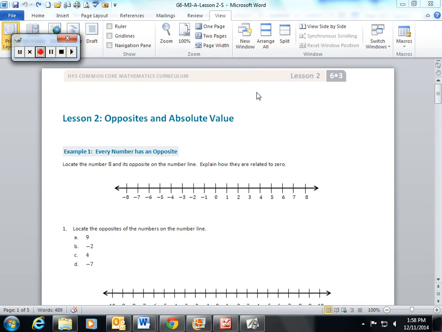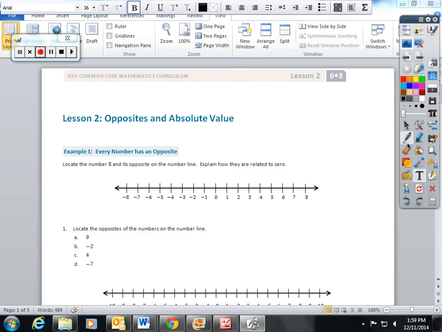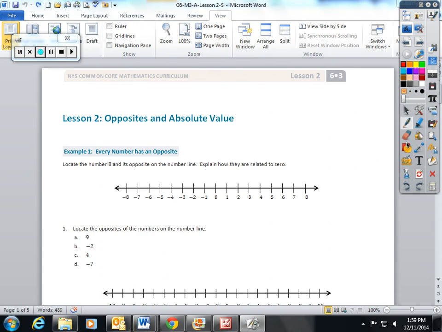Today in class, you are going to be going over lesson 2, opposites and absolute value. I'm going to play this, and hopefully you can plug your headphones in and do this with your partner. Everything that I write up here needs to be in your note sheet, and you feel free to pause it or rewind it if something wasn't clear, okay?